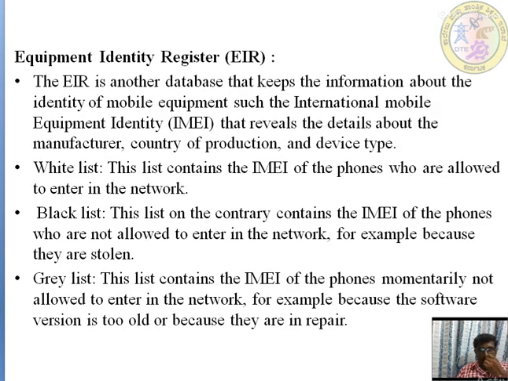Equipment Identity Register, EIR. The EIR is another database that keeps the information about the identity of mobile equipment, such as the International Mobile Equipment Identity, IMEI number, that reveals the details about the manufacturer, country, production and device type. All the mobile phones people have carry a certain unique IMEI number. So if you use that IMEI number, depending upon that we can find the location of the person or the SIM identification. Whenever you lose your mobile and complain, they will ask for the IMEI number.